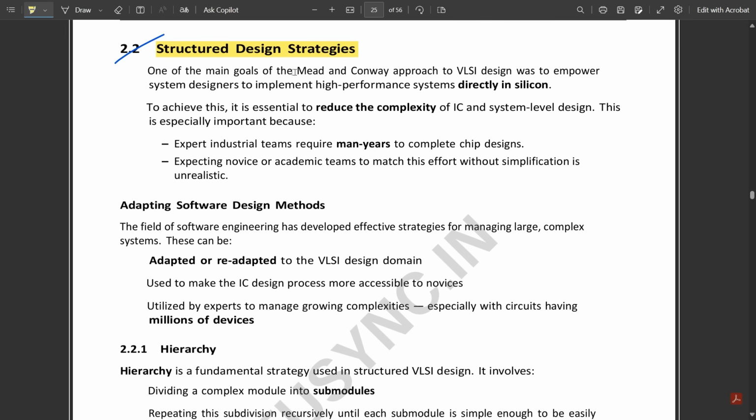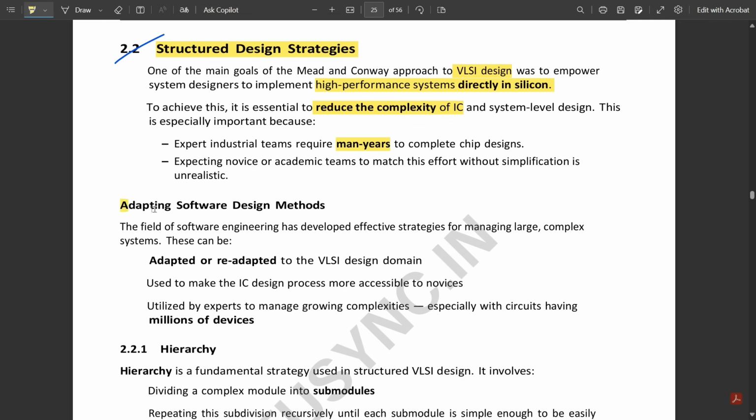One of the main goals of the Mead and Conway approach, these two being the scientists who pioneered the approach to VLSI design, was to empower system designers to implement high performance systems directly in silicon. To achieve this, it is essential to reduce the complexity of IC and system level design. This is especially important because expert industrial teams require man years to complete chip designs. Expecting novice or academic teams to match this effort without simplification is unrealistic.